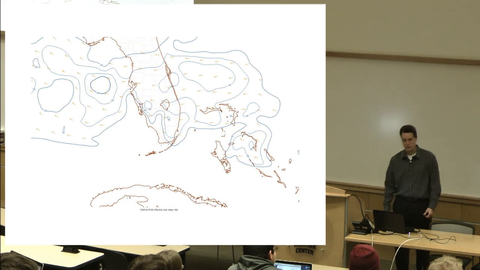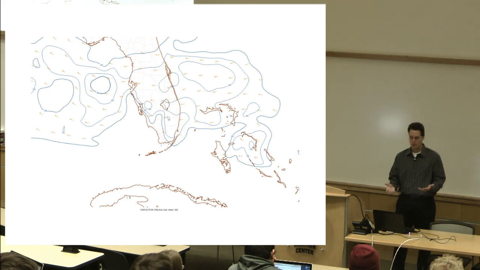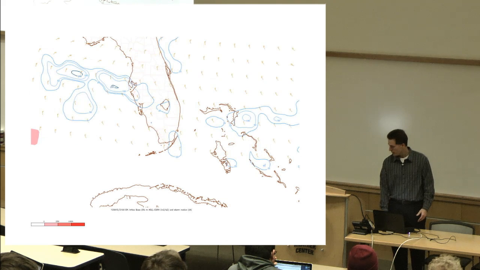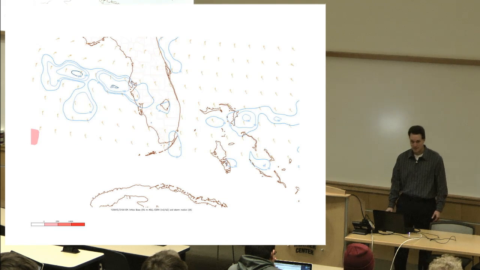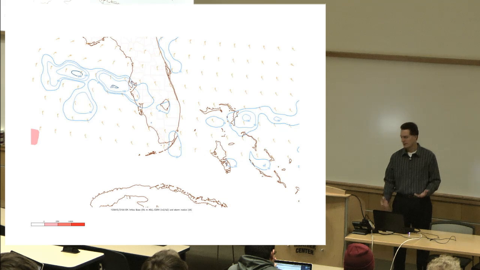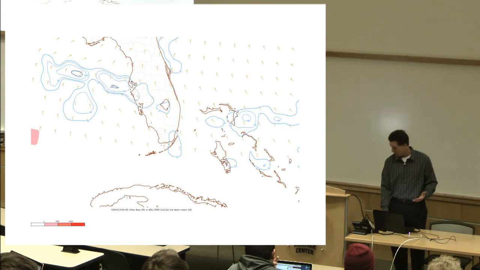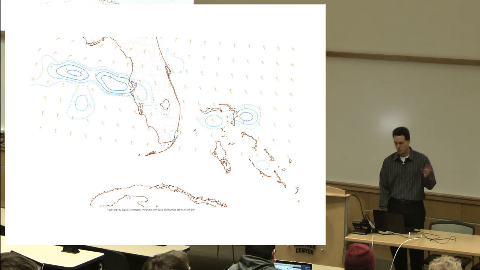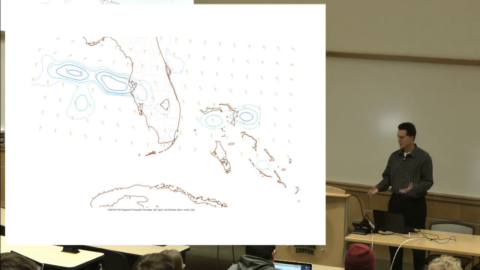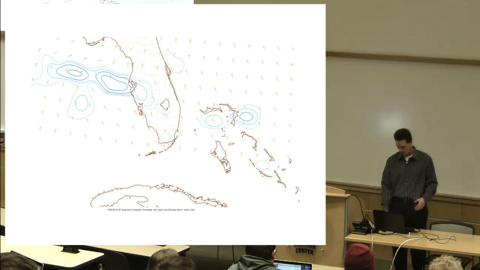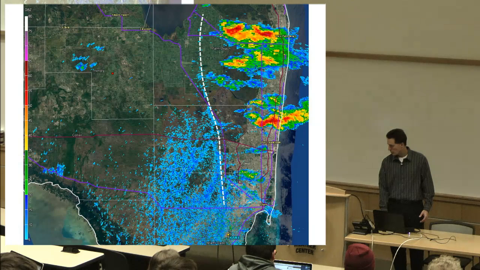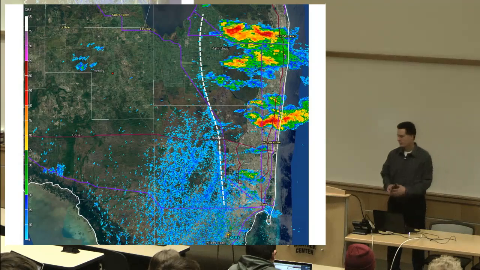Deep layer vertical shear, this is the effective bulk wind difference, 25 knots maybe. We're kind of way on the lower margins for organized storms. Effective storm relative helicity, 25 or even less. So the low level shear is really piddly in this case. And the supercell composite is just a reflection of that. There's really no substantial signal over South Florida. Well, what's actually happening around this time?